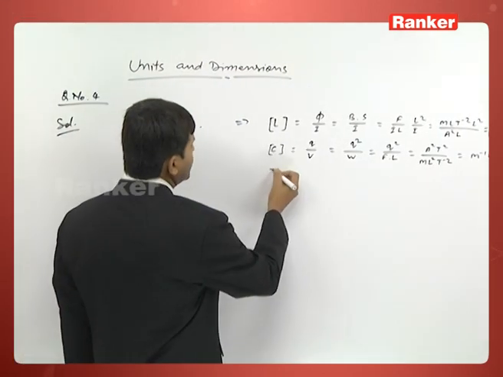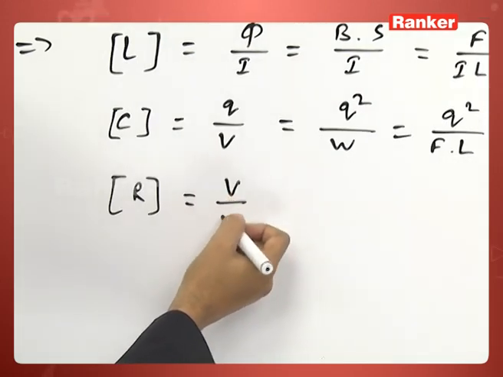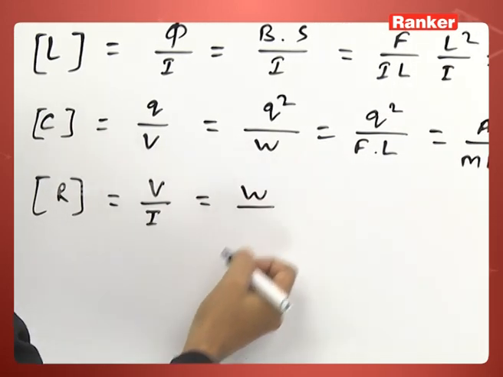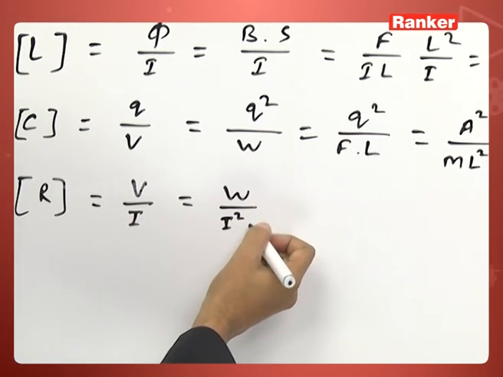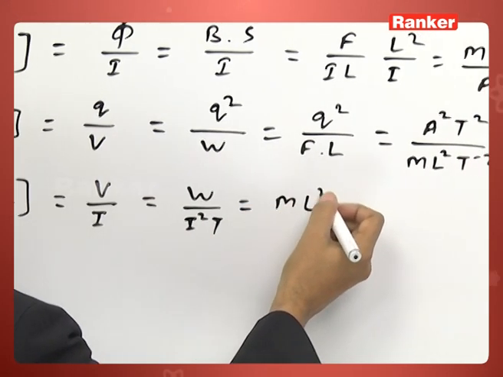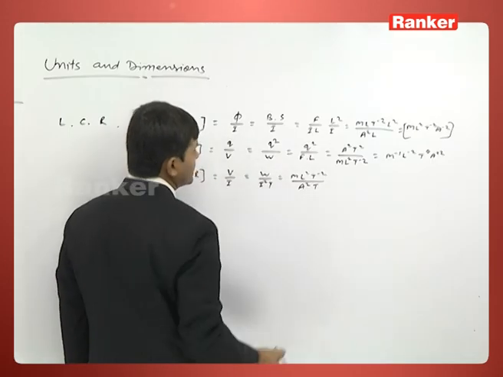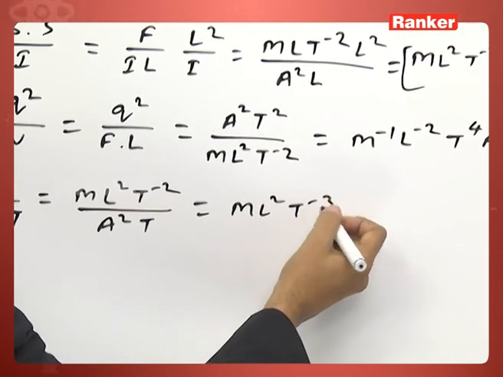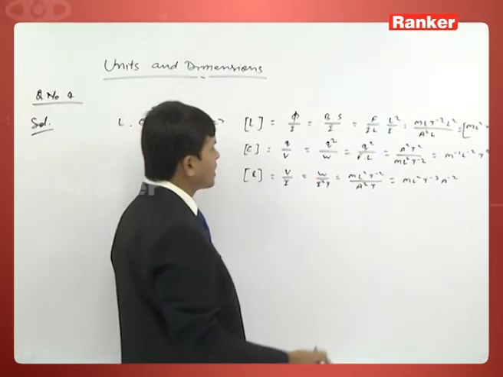Now, when we look at the dimension of R, the dimension of R is the dimension of V by I. V is W by Q, and Q is I into T, so I square into T, and W is M L square T minus 2, over A square T. So finally, it will be M L square T minus 3 A minus 2. So this is the dimension of R.